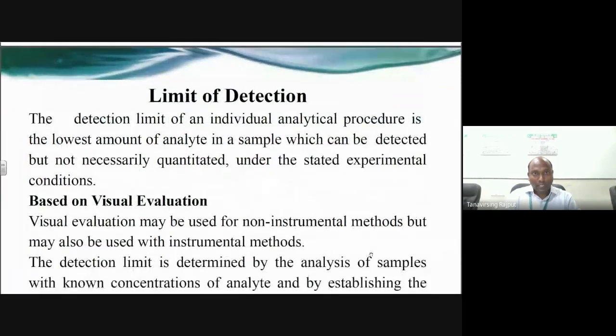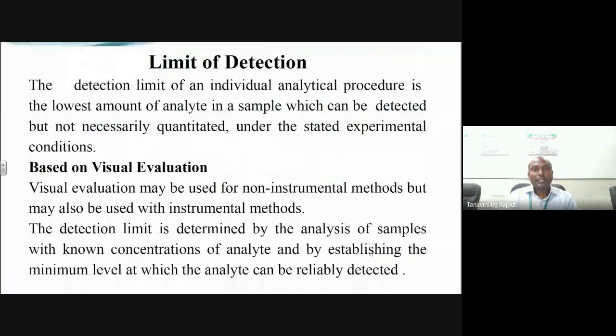Then the next ICH parameter is the limit of detection. As per the ICH guideline, there are 2 to 3 approaches with the help of which we can find out the limit of detection. Then what do we mean by the limit of detection? Limit of detection is nothing but the lowest amount of the analyte present in the sample which can be detected or sensed. That is called the limit of detection.